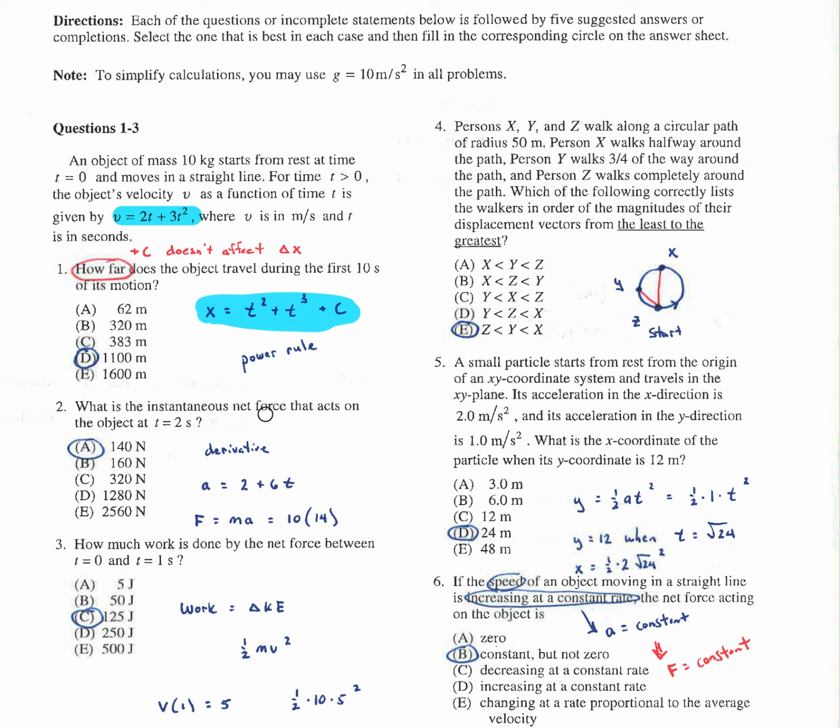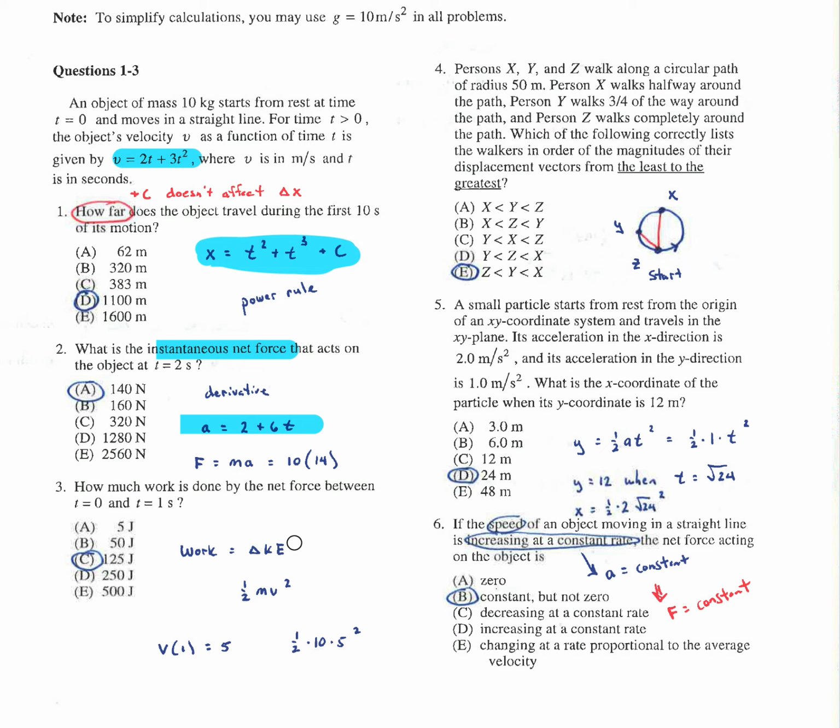Right? Instantaneous net force, well, you want the instantaneous force, you've got to find the acceleration. So we're really just taking the derivative of velocity to find acceleration, and then multiplying by the mass to find the force. And again, we want the force at a moment, so we just need to find the acceleration at 2 and multiply by the mass.